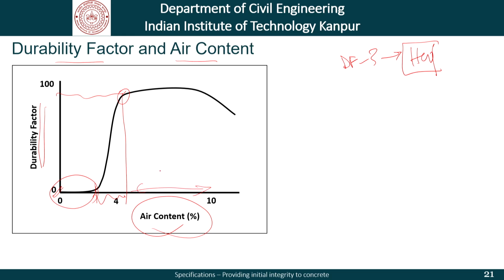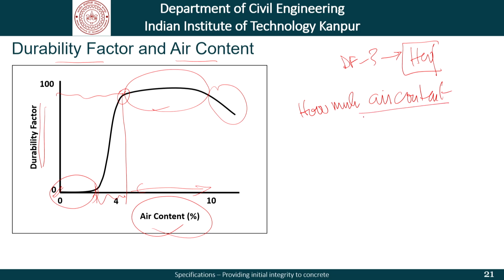Beyond this point, the air content does not affect the durability factor, and beyond this point again the durability factor tends to drop. So, now this is where we need to understand how much air content we should have in the concrete. The best thing to do would be to operate in this kind of region and not go beyond this, because in this region we are not getting any benefit. The durability factor is still very high. The durability factor has already reached a certain level, and the benefit of increasing the air content is practically 0.